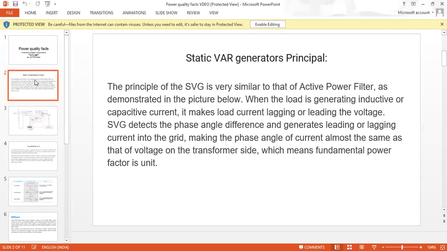At first, let me explain the static VAR generator principle. The principle of the static VAR generator is very similar to that of the active power filter, as demonstrated in the picture. When the load is generating inductive or capacitive current, it makes the load current lag or lead the voltage. The SVG detects the phase angle difference and generates leading and lagging current into the grid, which makes the phase angle of the current almost the same as that of the voltage on the transformer side, which means the fundamental power factor is unity.